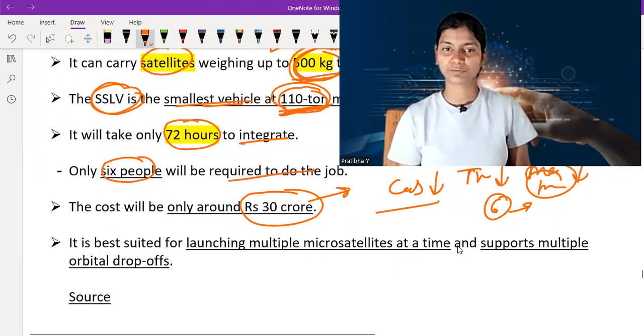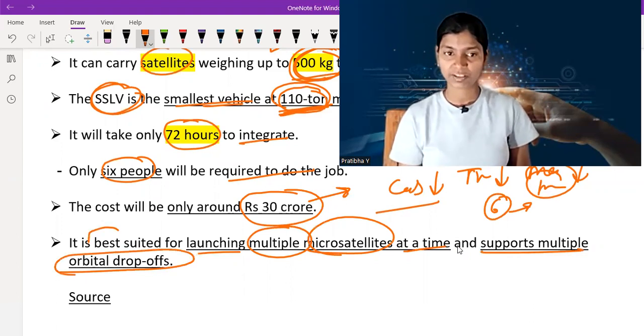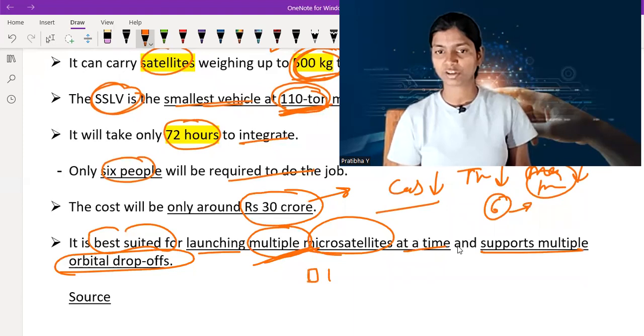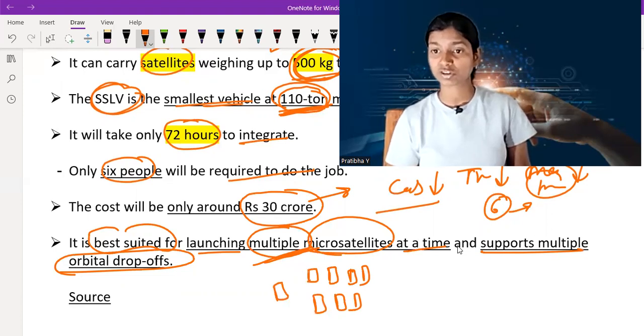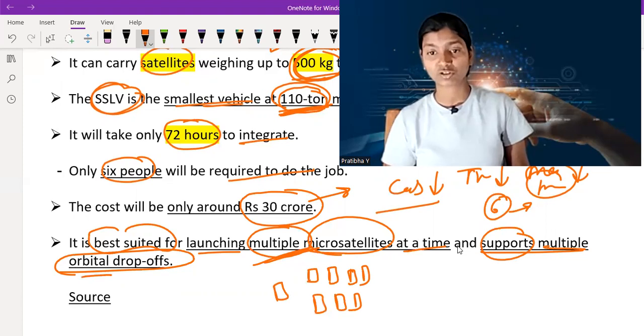It is best suited for launching multiple microsatellites at a time and supports multiple orbital drop-off. So this SSLV is best suited for launching multiple microsatellites, multiple small satellites at a time. At one time, it can launch multiple small satellites and also support multiple orbital drop-off. That means SSLV is also capable of dropping these satellites into different orbits.